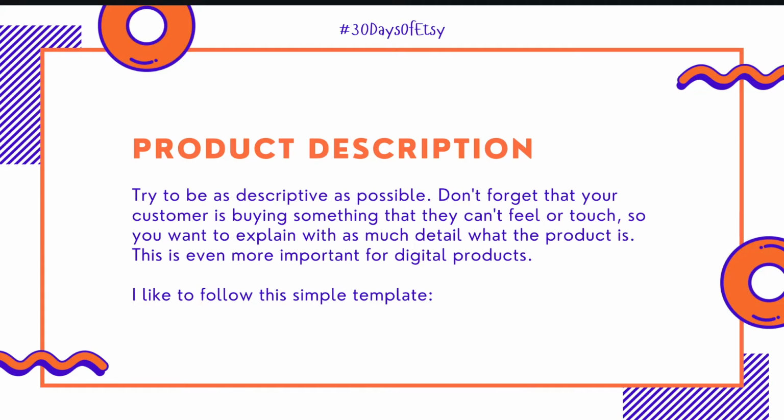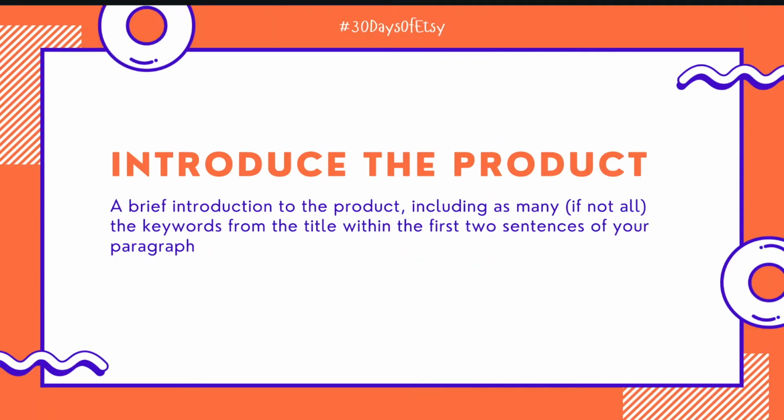Now, for product descriptions, I like to follow a simple template. It's like creating a story. You've got your beginning, your middle, and your end. So first, you want to introduce the product, a brief introduction to the product, including as many, if not all, of the keywords from the title within the first two sentences of your paragraph. Okay, so that's what you want to include in the introduction.